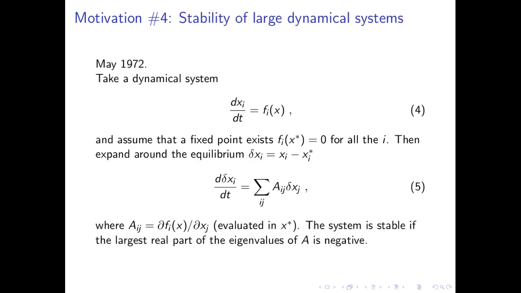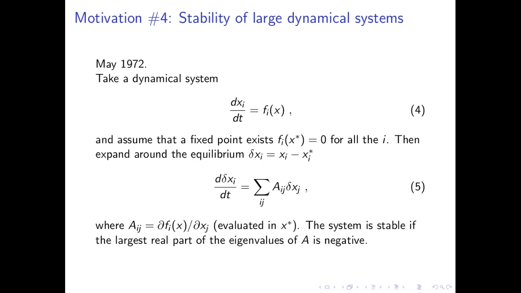A more recent application that is actually going to be the main focus of the second lecture is in dynamical systems. So Robert May, 1972, was interested in the stability of large ecological communities, and he assumed that there was some dynamics not specified, and these dynamics had a fixed point. And then, if you're interested in the stability of these fixed points, what you can do is linearize the dynamics around this fixed point, and the stability is determined by the eigenvalues of the linearization matrix. And in particular, the system is stable if the largest real part of all the eigenvalues of this matrix is negative.